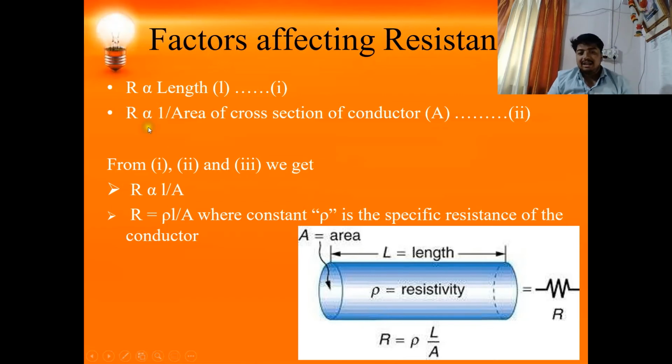Now when we combine these two relations and add a proportionality constant, we get the formula R is equal to rho L by A, where rho stands for specific resistance or resistivity of a conductor. Here you can see R is equal to rho L by A, where rho is resistivity. Now this resistivity is a function of the material which is used to build the conductor.